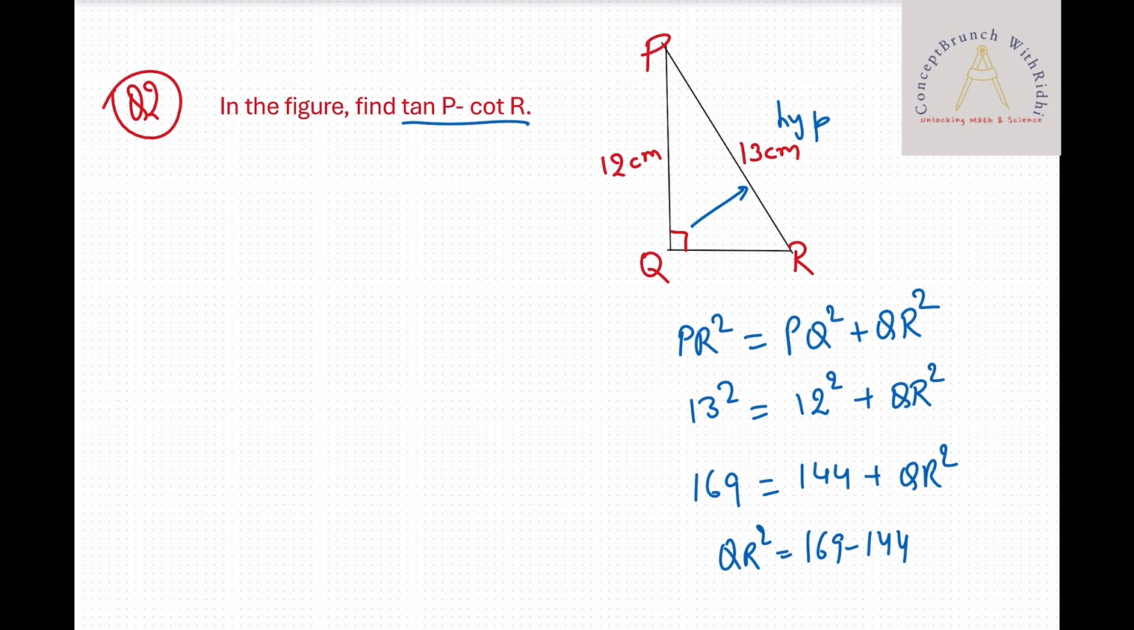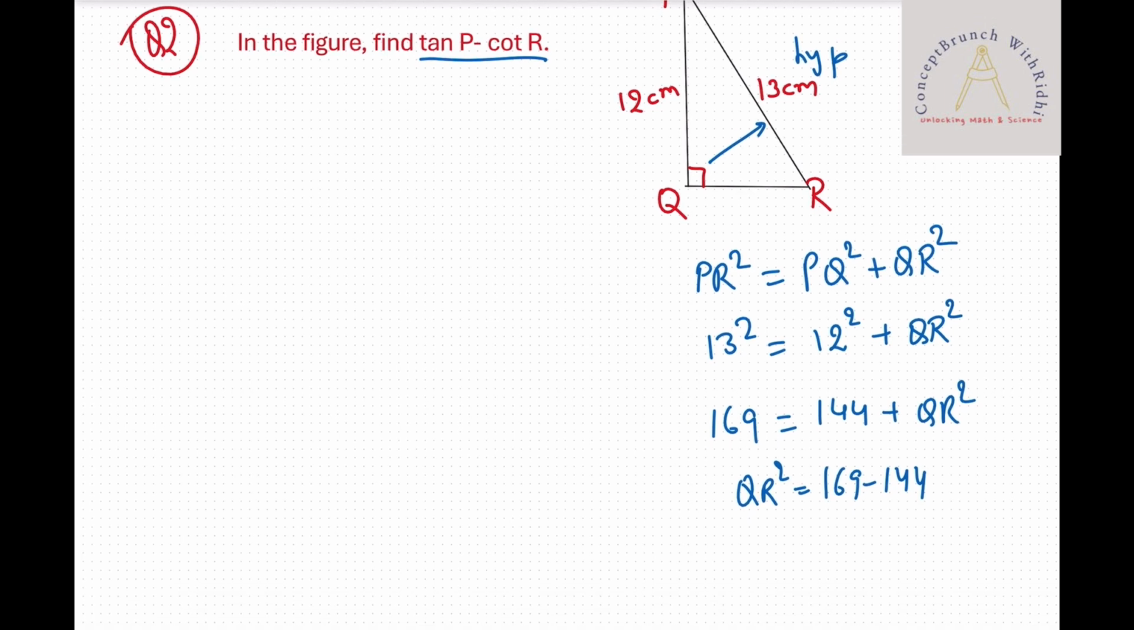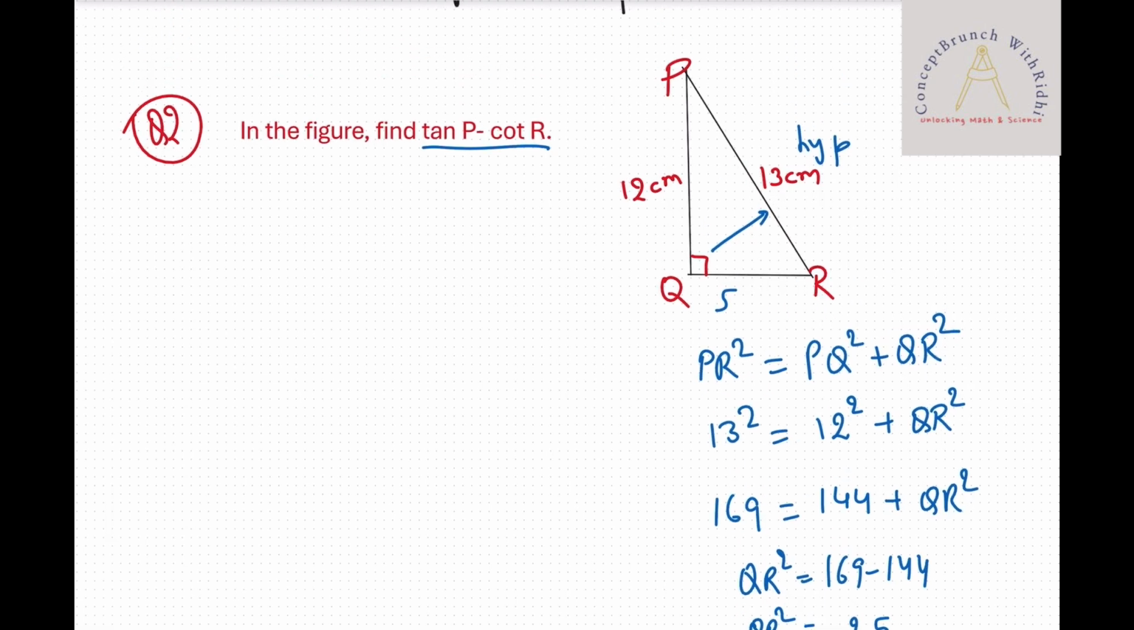169 take away 144 will be 25, and this is your QR square, right? So QR will be 5. We got the value of QR as 5 centimeter.